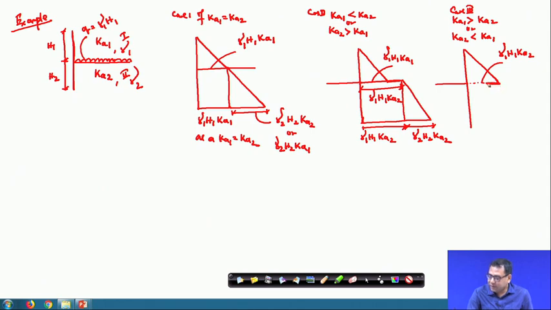And then you have this UDL part, and this value is gamma 1 H 1 Ka 2. Now, your Ka 2 is less than Ka 1. So, that is why it will decrease. Then from here this force or the stress will act, and that is gamma 2 H 2 Ka 2.